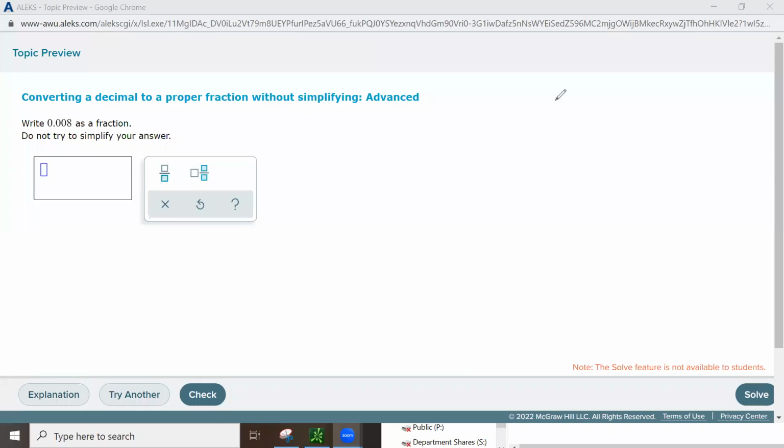All right, so now what are we doing here? Converting a decimal to a proper fraction without simplifying. Advanced. Okay, so let's get going.